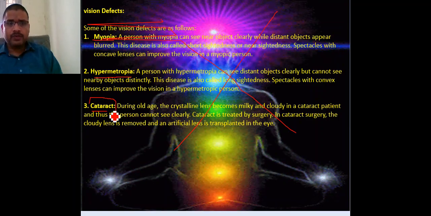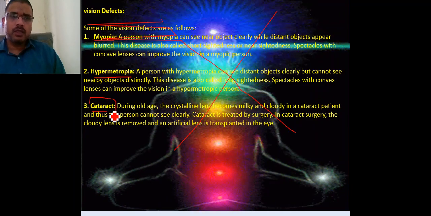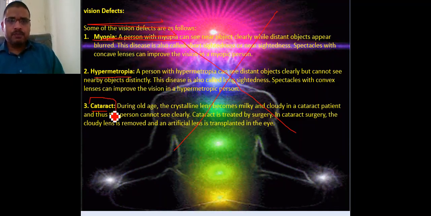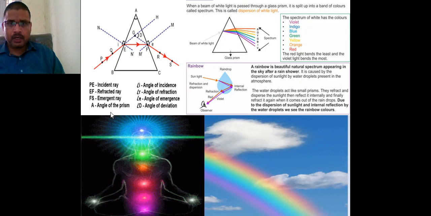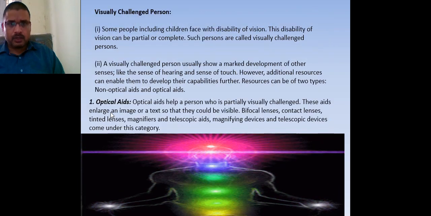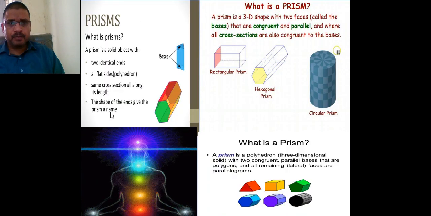Now, this part is important. This is the part by which you can understand the rainbow. I think we will discuss this in the next class, and this will be the last part. There are two parts that also remain: prism and formation of rainbow, and also the challenged person. We will talk about these things in the next classes.